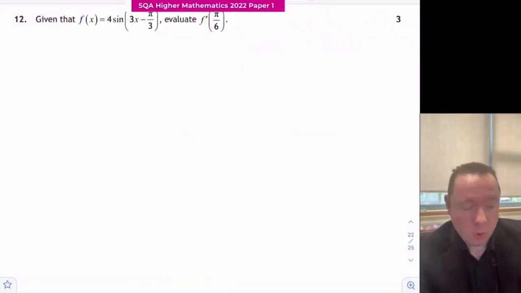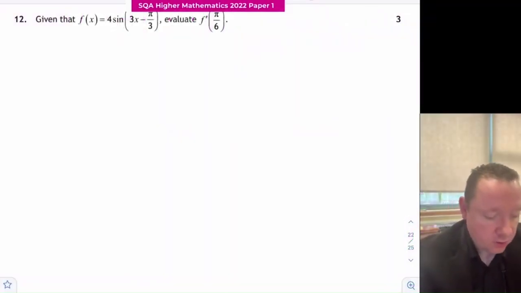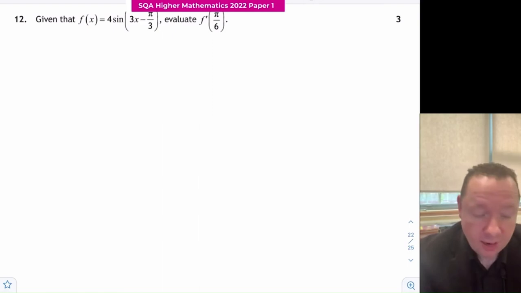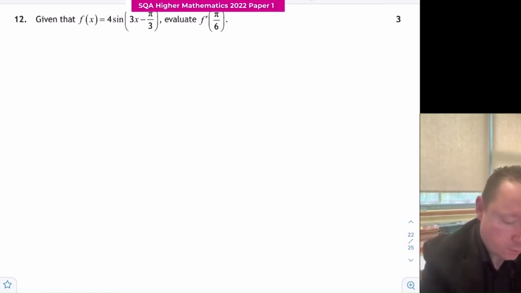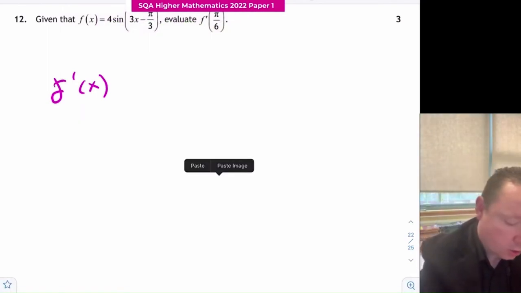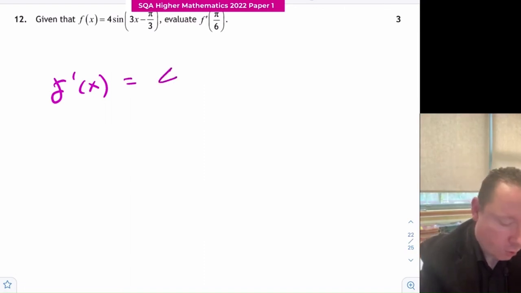2022 Higher Maths Paper 1 Question 12 was, given f of x is 4 sine of 3x minus pi over 3, evaluate f dash of pi over 6, in other words differentiate your function and evaluate at pi over 6. So f dash x, we can check the front of the exam paper to realize sine becomes cos when you differentiate it. So you should first of all start by writing 4 cos of 3x minus pi over 3.